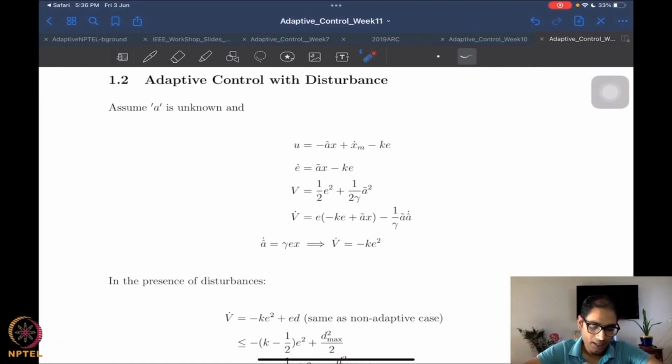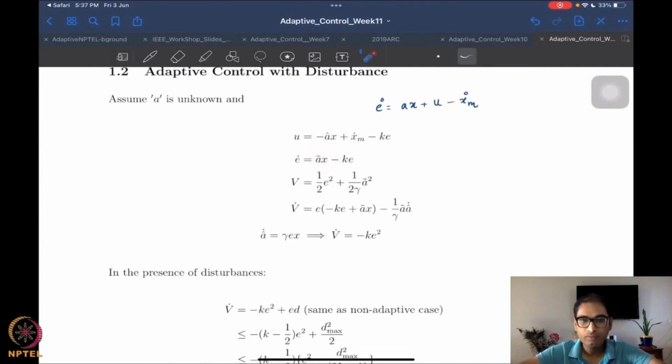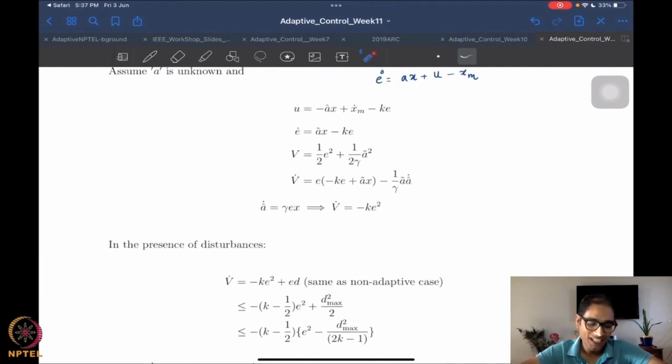Let's look at what happens. For the same system, I will write the e dot equation again. So the e dot was A x plus u minus x_m dot. Now, because A is unknown, I will use A hat x here. Of course, x_m dot is still known, and I introduce the good control term. What happens? I have an additional term in the e dot. What's my Lyapunov function? We add a term to the Lyapunov function corresponding to the parameter error. And of course we have to find an update law for A hat. Very simple certainty equivalence method, scalar system. All of you have done this 1,000 times. I hope by now you have.